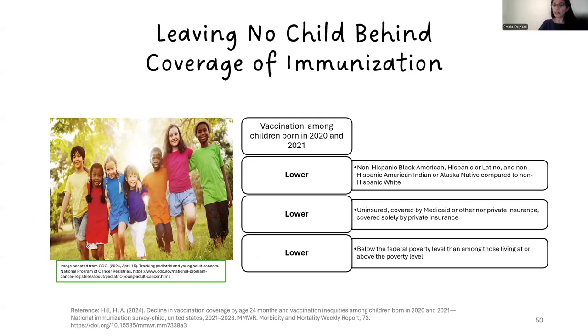Also, the coverage was lower among uninsured children and those covered by Medicaid or some other non-private insurance, when compared to those with private insurance. It was also lower among children who were below the federal poverty line as compared to those living at or above the poverty line. So there were these gaps that were identified in that study.